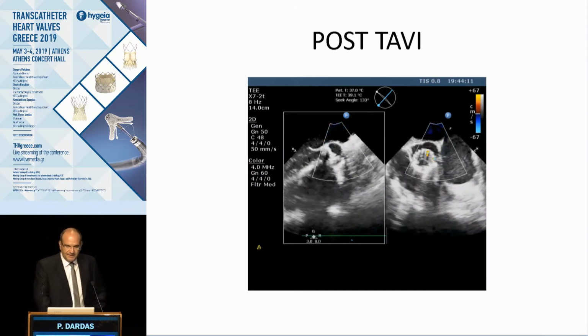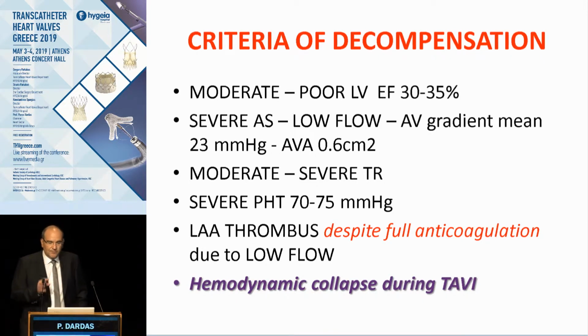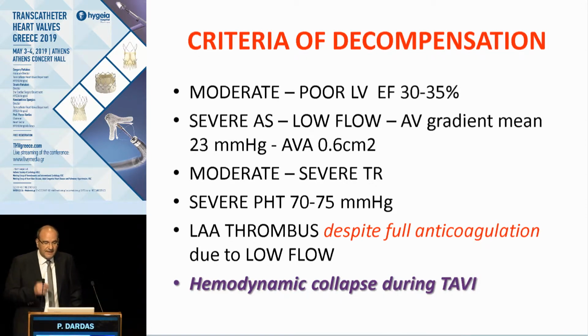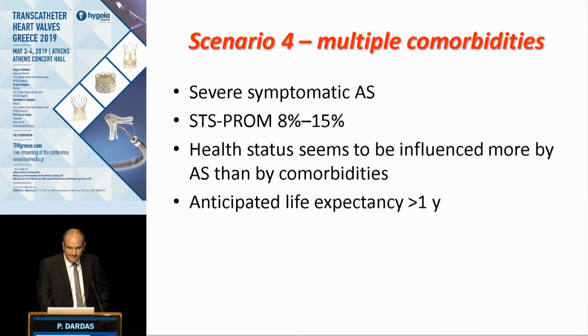And this is the appearance post-TAVI, a very good result. So the criteria for decompensation in this patient was not only the poor LV and the low flow, also the pulmonary hypertension, but the LA thrombus despite full anticoagulation. This was a criterion of low flow, and this guided to hemodynamic collapse during TAVI.